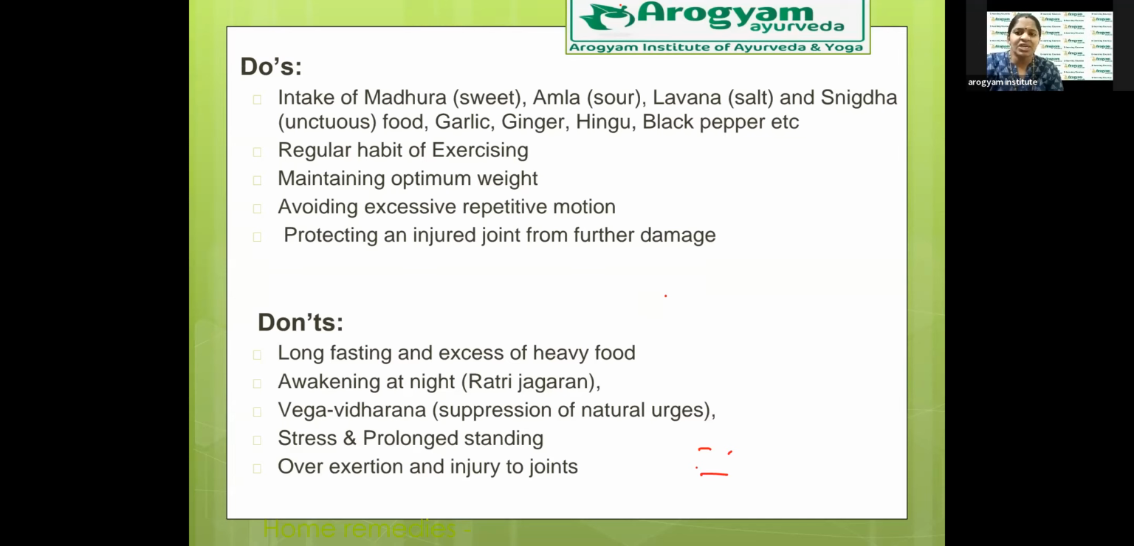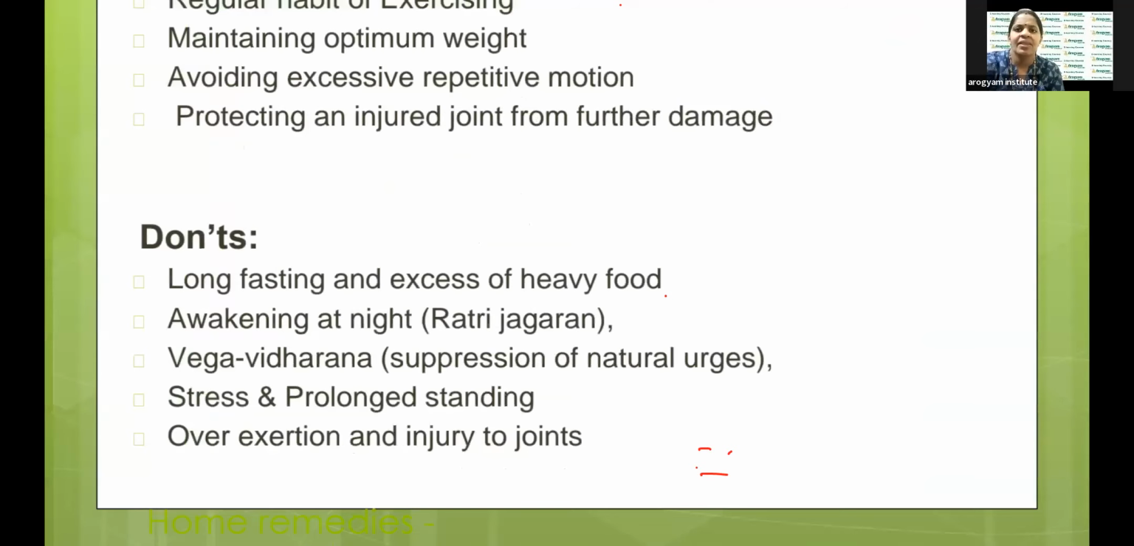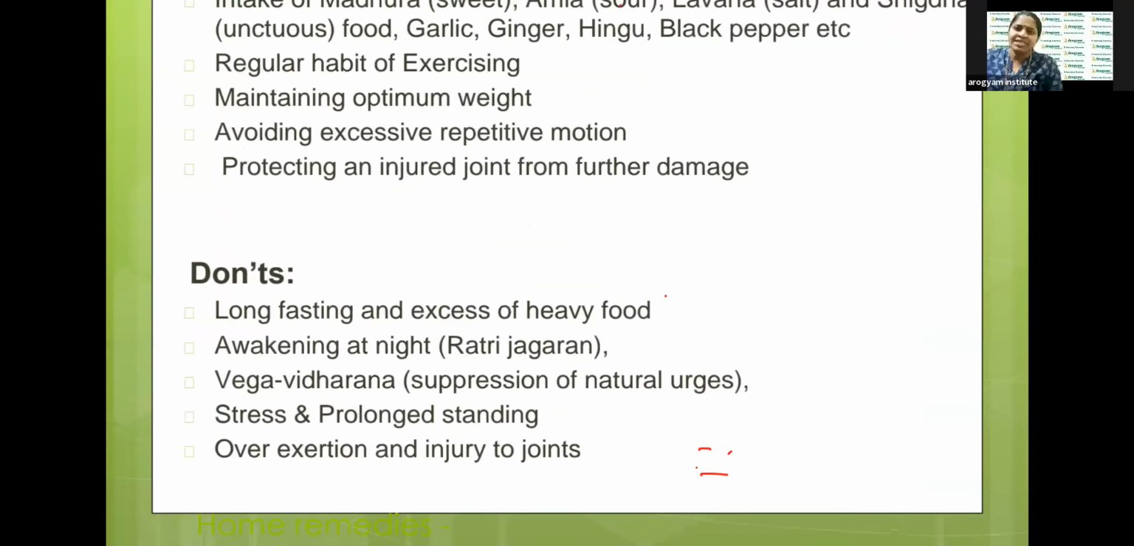Awakening at night, रात्रि जागरण करना मना है क्योंकि रात्रि जागरण से वात दोष बढ़ जाता है. वेग धारण, suppression of natural urges should not be done. Stress and prolonged standing should be avoided. Overexertion and injury to the joints should be avoided. Then इसके लिए natural remedies हैं.